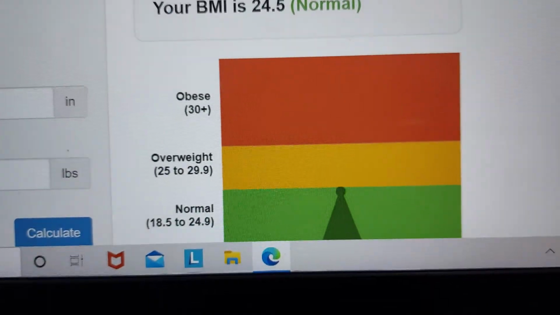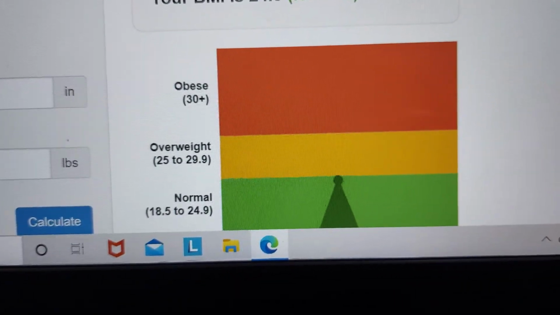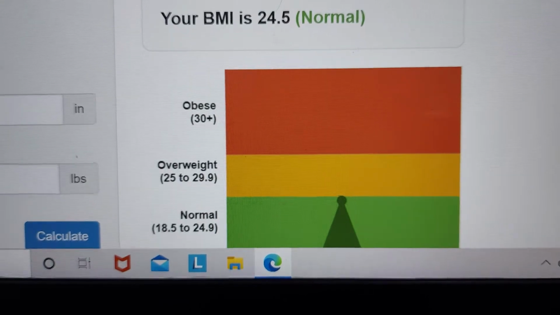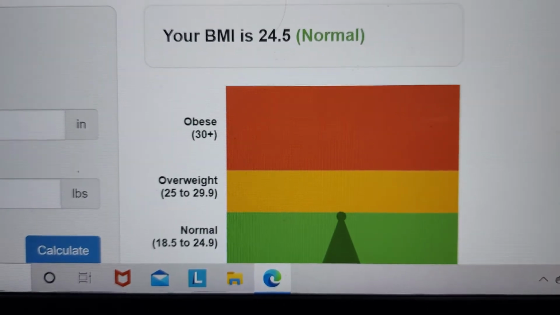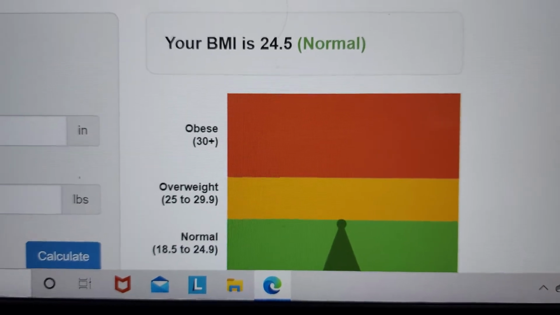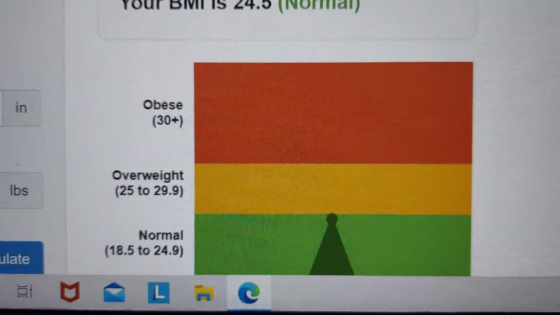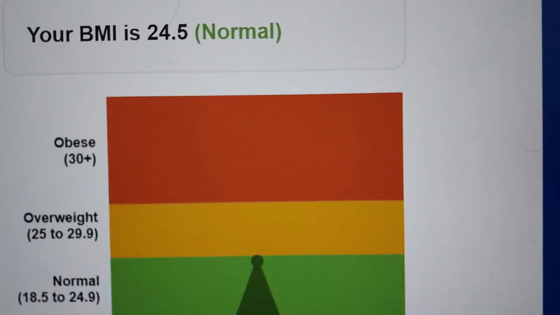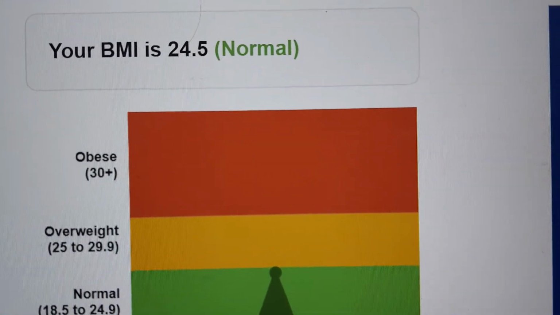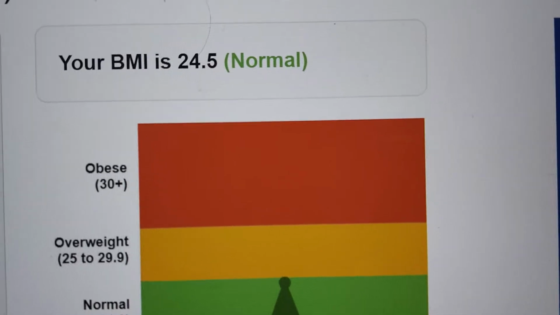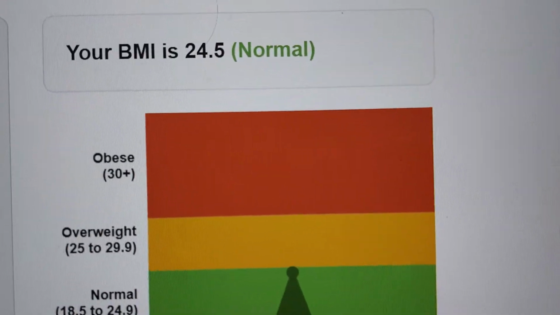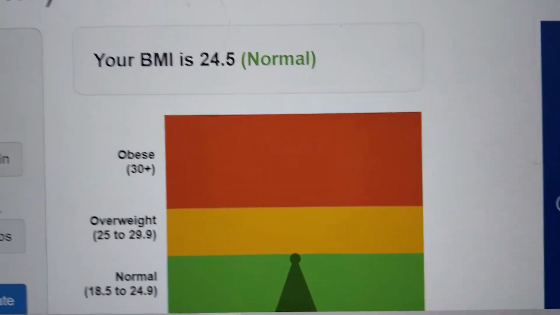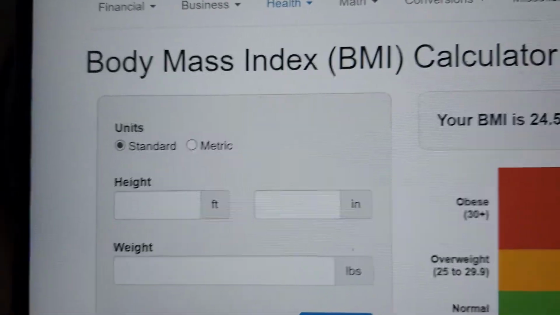Okay, below is the normal BMI, which means a reading of 18.5 to 24.9. Overweight is 25 to 29.9. And then in red color, that is obese, 30 and up. All right? Forget about this normal reading, that is the calculation of the previous ones. Anyway, we're going to calculate based on my data.